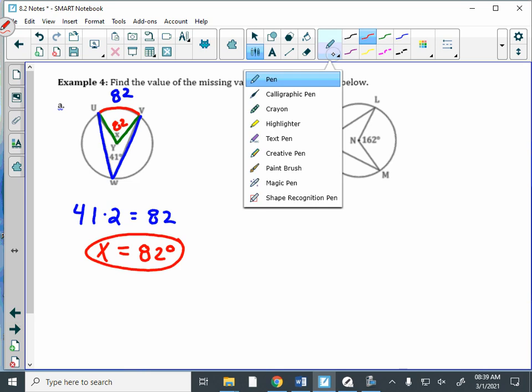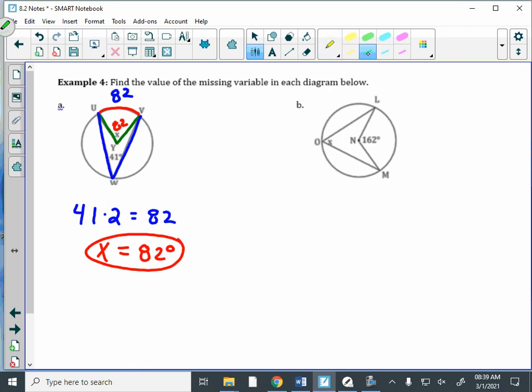For B, we want to find this inscribed angle. It's on the edge, it's inscribed. Well, when the angle's missing, go to the arc. We don't know the arc either. So use the other information in the diagram to find it. Well, they only gave me the central angle, which is intersecting that same exact arc. The two angles share an arc. So if the central angle is 162, what's the arc going to be? 162. Again, central angle and the arc are the same.